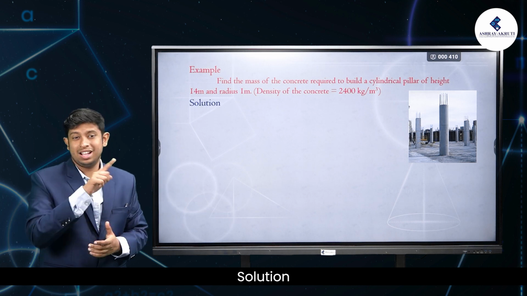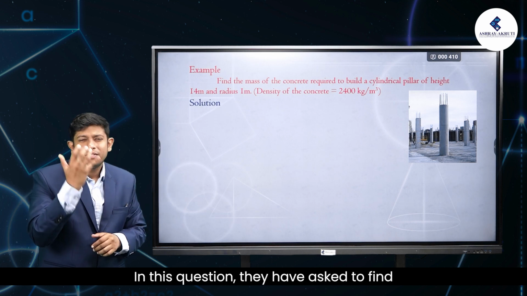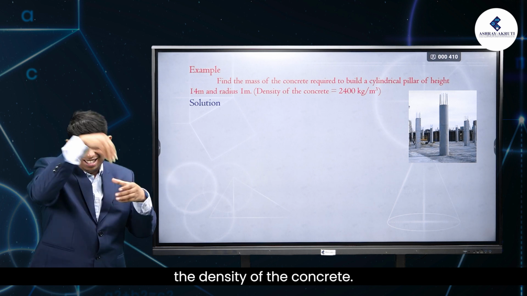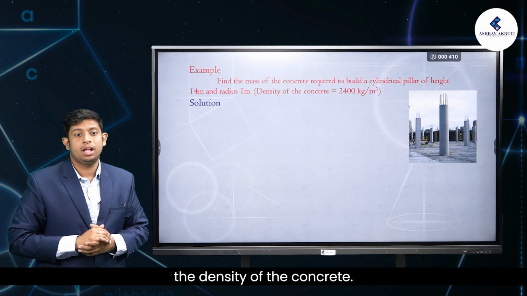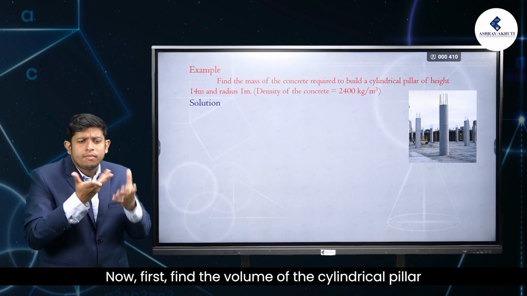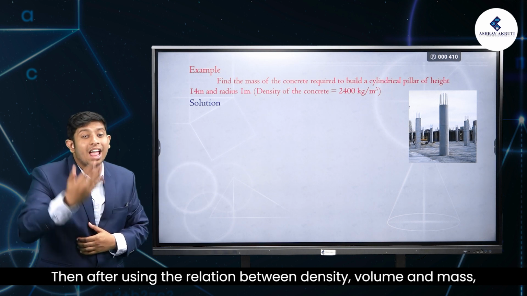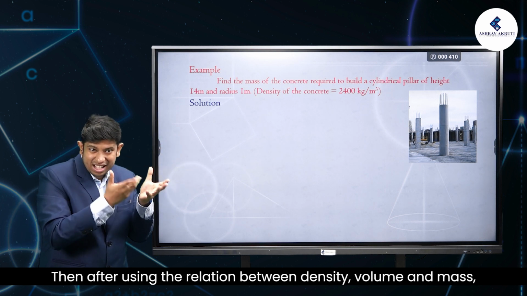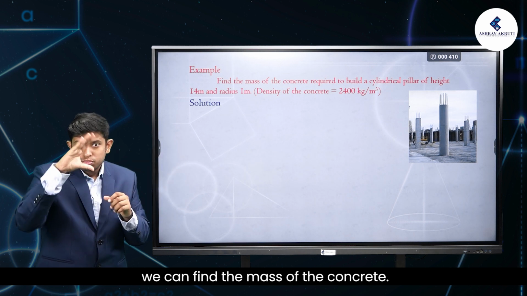Solution. In this question, they have asked to find the mass of the concrete and they have given the density of the concrete. Now first, find the volume of the cylindrical pillar. Then after, using the relation between density, volume and mass, we can find the mass of the concrete.